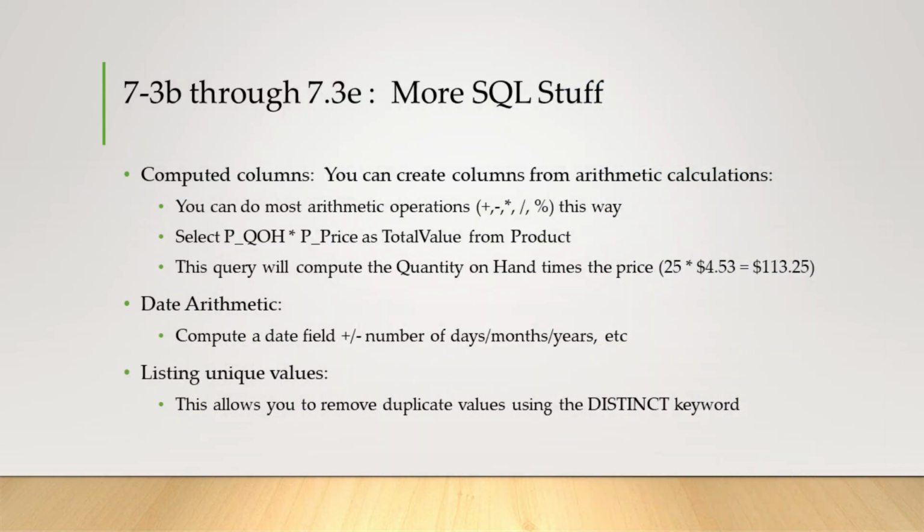Section 7.3b through section 7.3e will just describe a couple more things that you can do with SQL. So we've talked about aliases, being able to call something different.